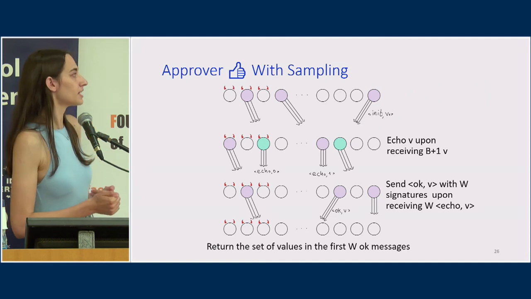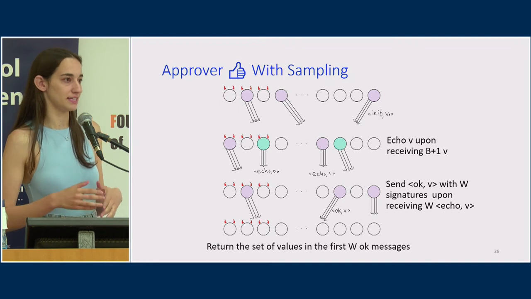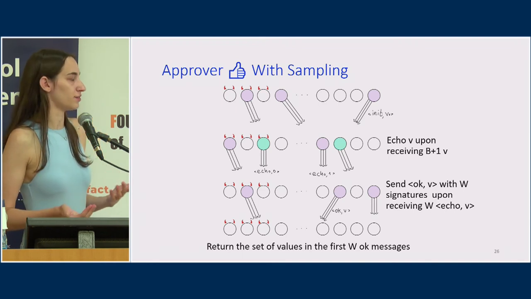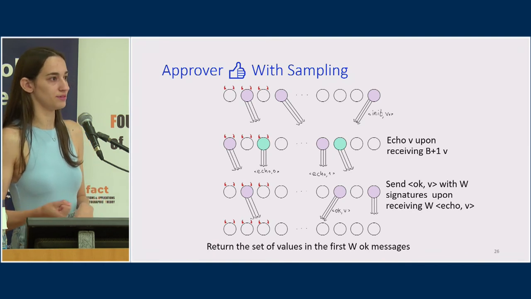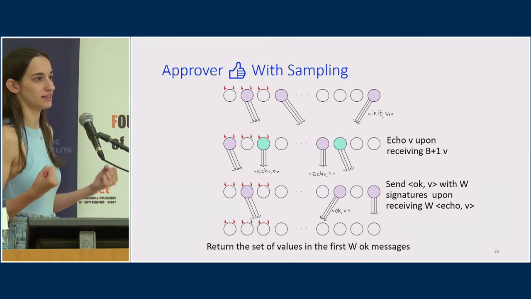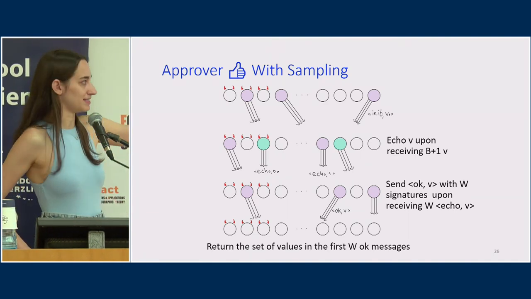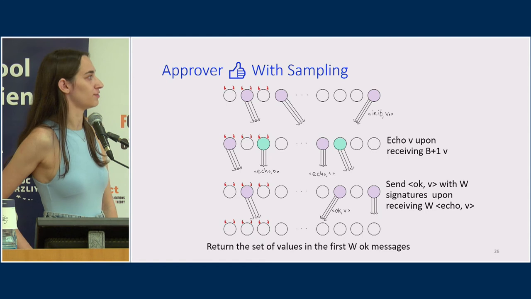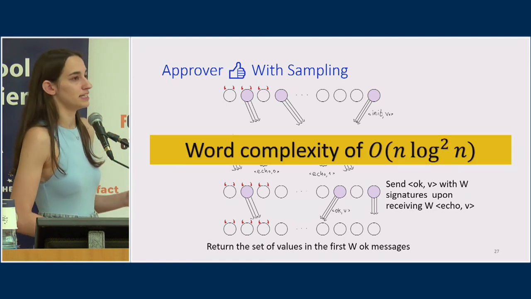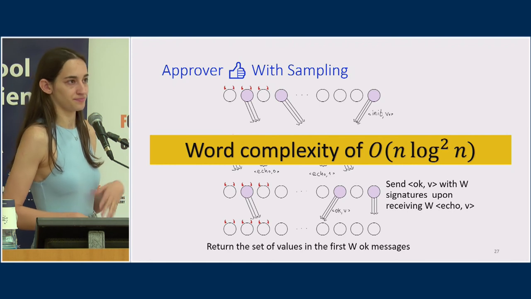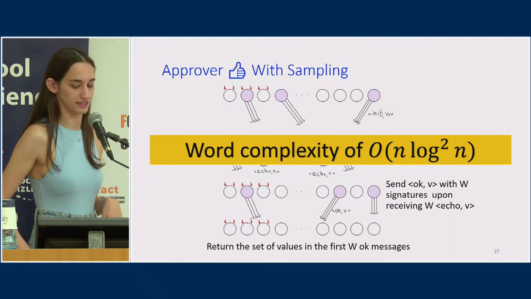committees. So now, as an input to the VRF, instead of just asking whether I am part of committee number two or not, I also give the value as an input, forming two different committees that are independent of each other. And as I said, replacing the F plus one and N minus F with the relevant parameter. This results in a word complexity of N log to the power of 2N. The power of 2 comes from the signatures being propagated in the last phase.